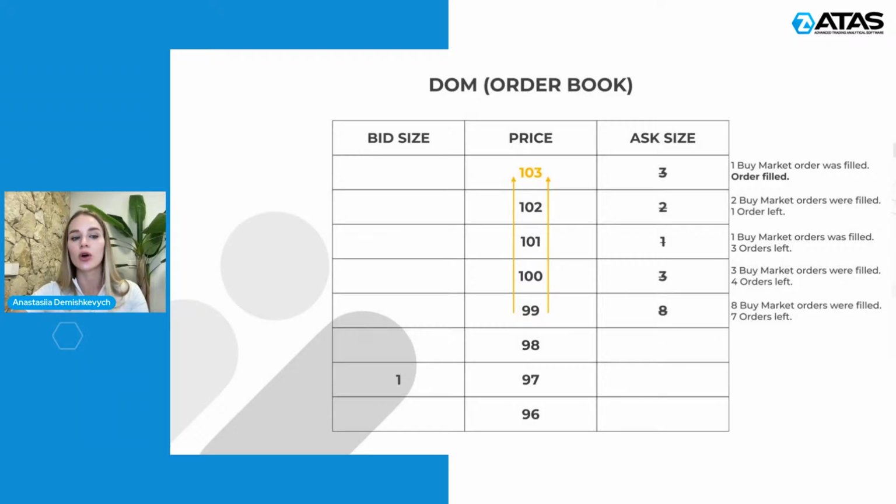8 contracts were filled at the price of 99, but there was not enough liquidity to satisfy the full 15 buy-by market order. So the price has to go up. It goes up, and 3 contracts were filled at the price of 100. There were still 4 buy-by market contracts left. The price goes up. 1 contract gets filled at the price of 101. Up, 2 contracts are filled at the price of 102. And the final 1 contract was filled at the price of 103.